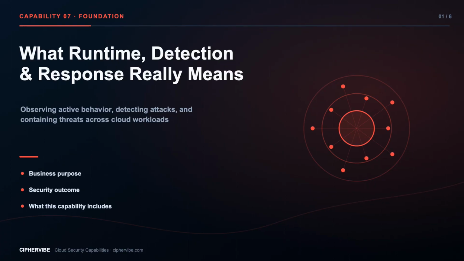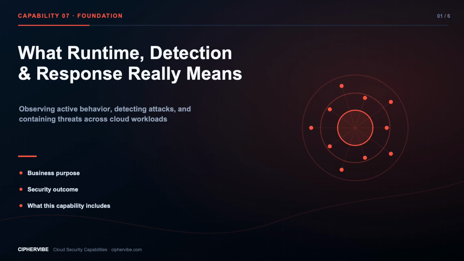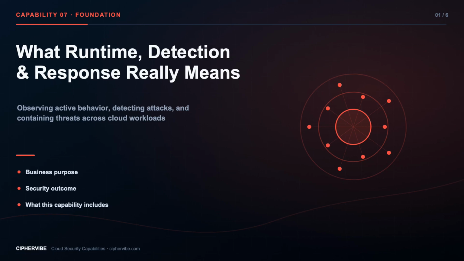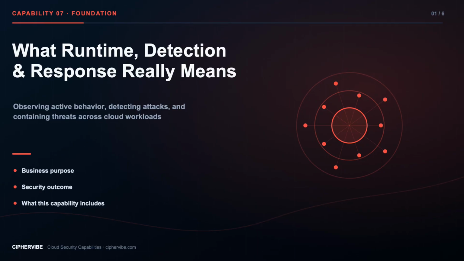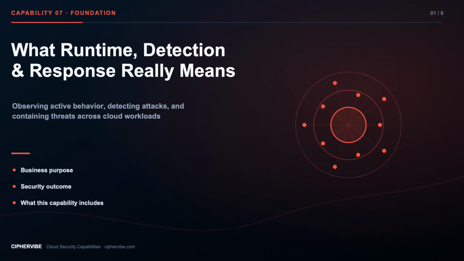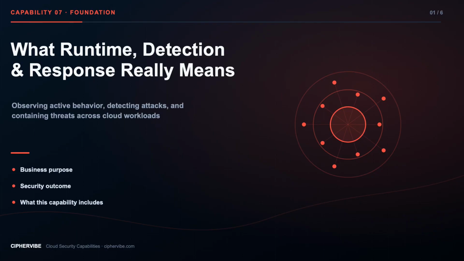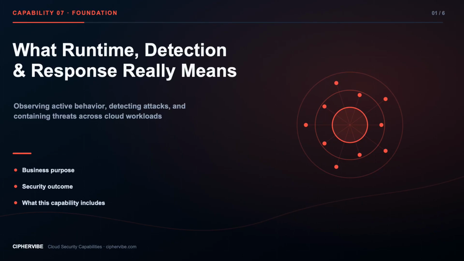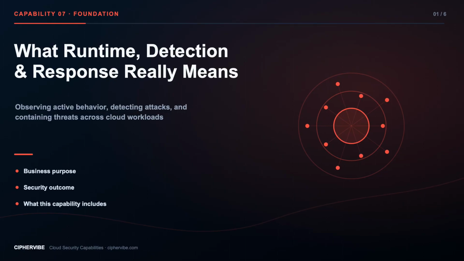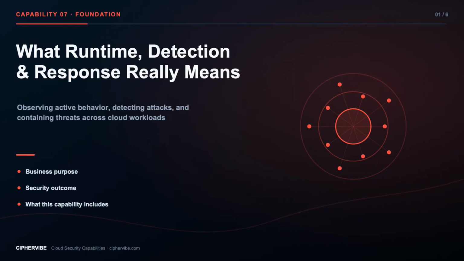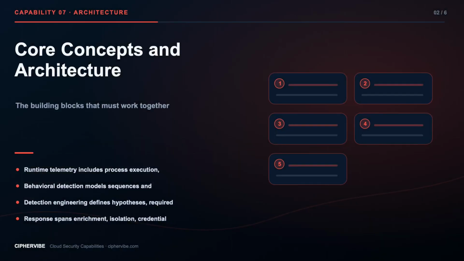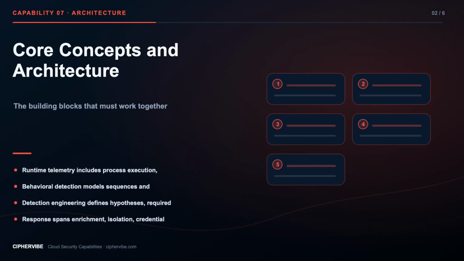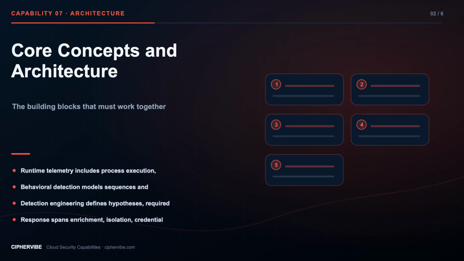Coverage is not the same as effectiveness. A dashboard can show thousands of checks while the capability still fails because evidence is stale, ownership is missing, or remediation is never verified. The business outcome should be explicit. Teams need to know which loss scenarios the capability reduces, which systems are in scope, and which remaining risks require a conscious decision. To understand runtime, detection, and response, start with its architecture and vocabulary.